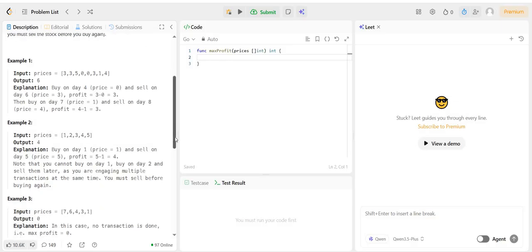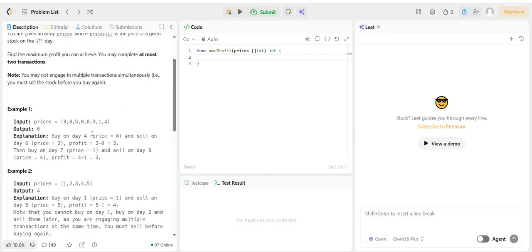So how are we going to solve this problem? The first problem we solved simply by iterating, with order of n complexity, just choosing the minimum value and the maximum value. In the second problem, we just maximized the profit by using the previous value and the maximum value, so the next maximum value we are selling out and adding. Now here we have to take only two maximums.